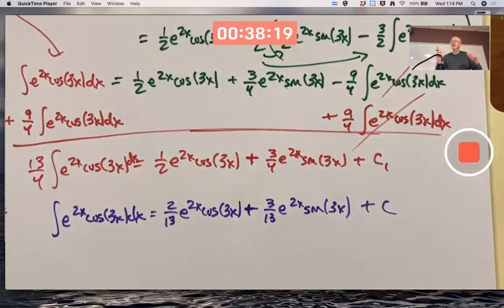By the way, just a second. You may wonder, are these problems going to show up in the gateway? No, nothing this difficult shows up in the gateway. The gateway is about more basic problems, still with integration by parts sometimes, but easier.